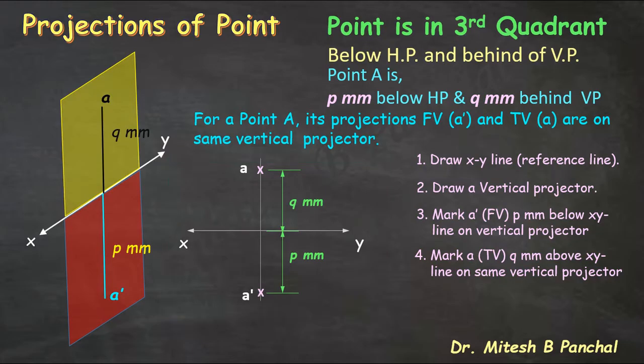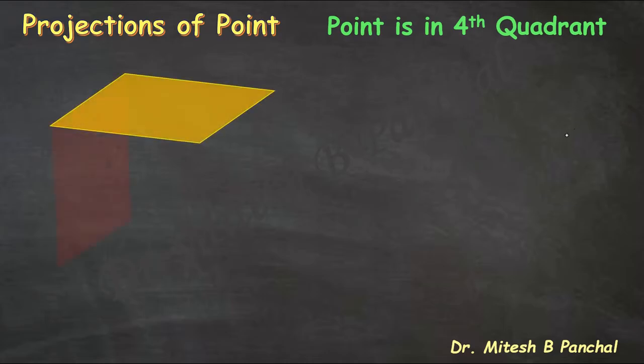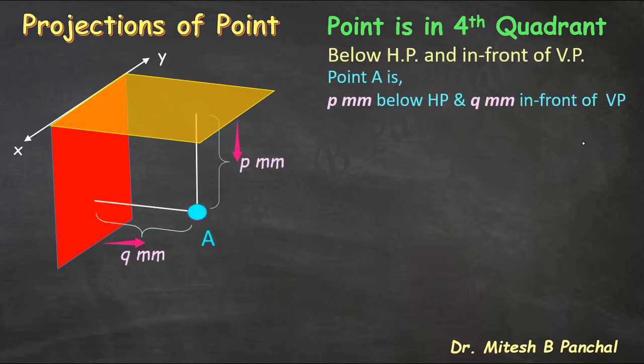Now we will see the projections of a point when the point is in the fourth quadrant. So for the fourth quadrant, HP and VP we have to consider like this, with the XY line. This one is the HP, the red one is the VP. The object is below HP and in front of VP, right? So here the point is P mm below HP and Q mm in front of VP.